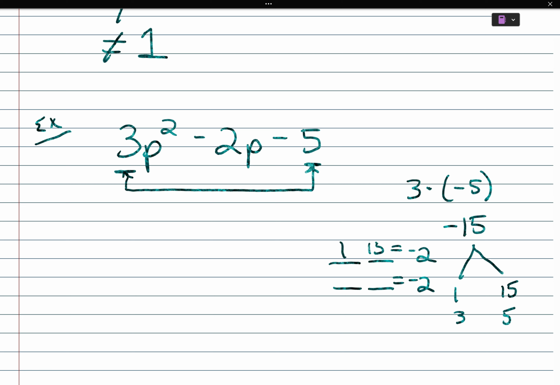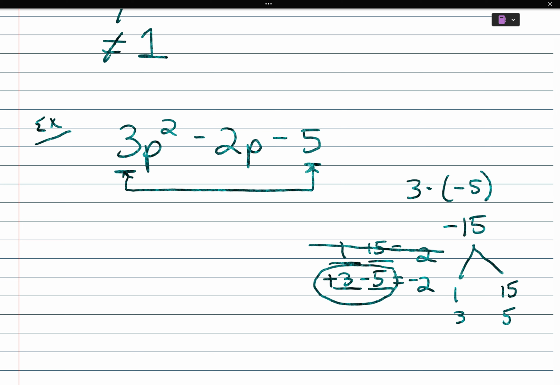Place a 1 and a 15 in and say to myself, if I add 1 and 15, will I get -2? Or if I subtract 1 and 15, will I get -2? No. How about 3 and 5? If I add them, will I get a -2? Or subtract them, will I get a -2? Yeah, sure. If I do the addition subtraction with a -5 and a +3, that would get me a -2. So that's what I'm going to work with, +3 and -5.